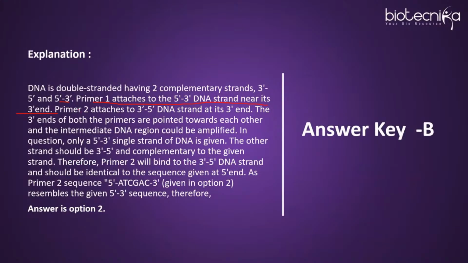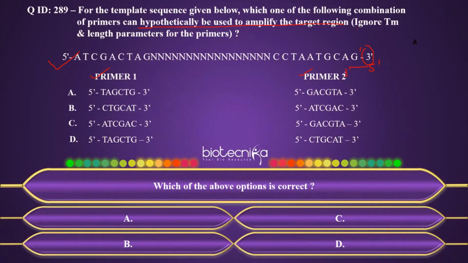So yeah, it says the primer 1 attaches to the 5' to 3' DNA strand near its 3' end. Primer 2 attaches to the 3' to 5' DNA strand at its 3' end, right? So here it says that primer 2 will be attaching to this particular end and moving in the 5' to 3' direction. Accordingly, we can see which option is the correct one here.